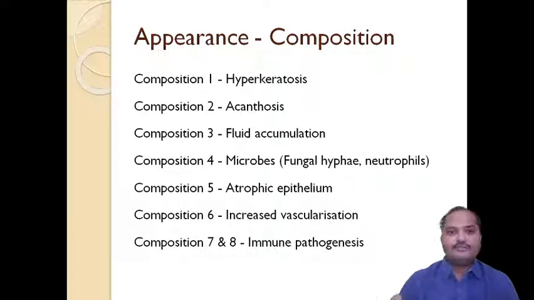Then after these four compositions, we have composition 5, which will be seen in cases where the epithelium has thinned out or become atrophic. Then composition 6, where there is increased vascularity or vascularization in the epithelium or the mucosa. And composition 7 and 8, where there is some immune pathogenesis or immunological basis, and the cells have gathered in the submucosal or the epidermal layers to give this appearance. So compositions 5 and 6 will primarily have a reddish appearance, meaning they will be the reddish lesions. 7 and 8 may be red and white mixed lesions.